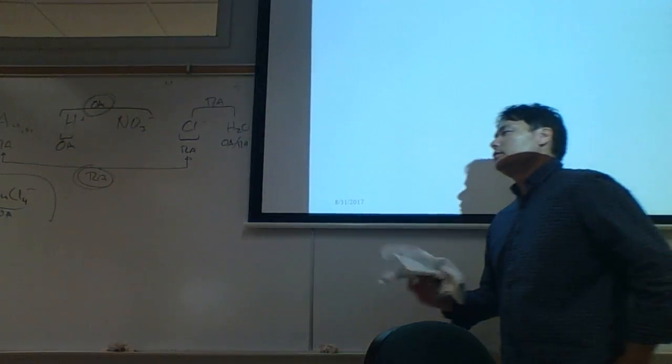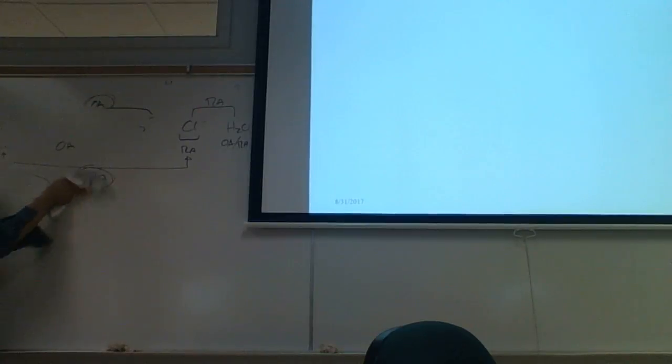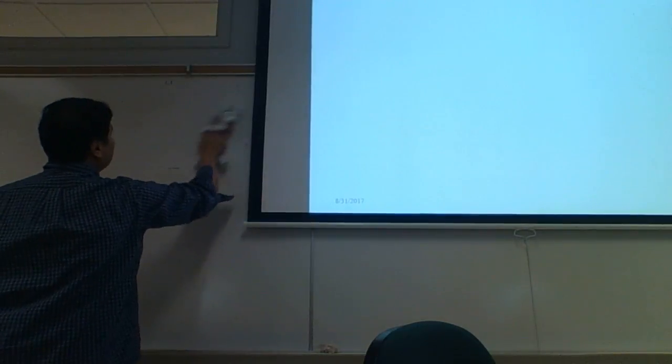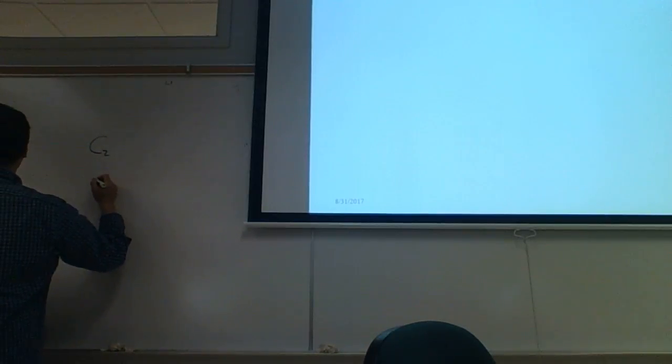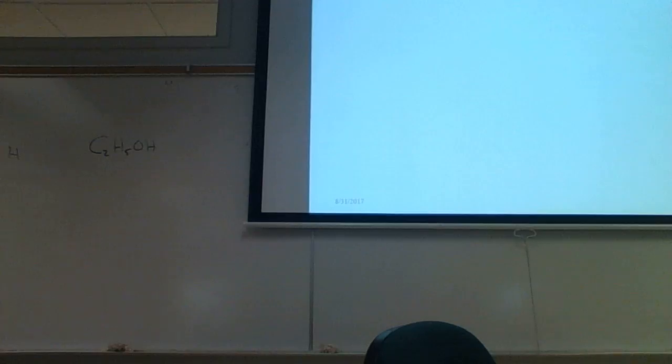Well, first off, what is the formula for ethanol? How many carbons does ethanol have? What's an alcohol? OH. And fill the rest with hydrogen. It's an alkane. There's no double bonds here. So this is ethanol. We could call it C2H5OH. That's what the book uses, C2H5OH.